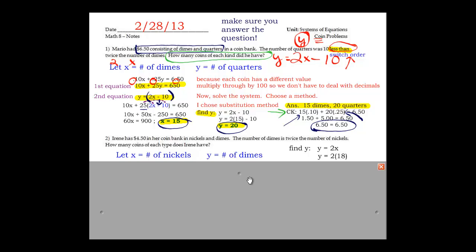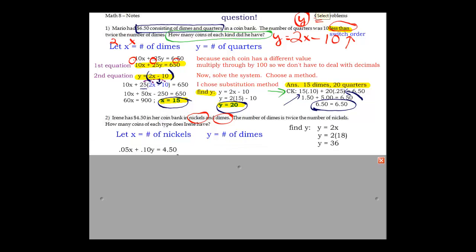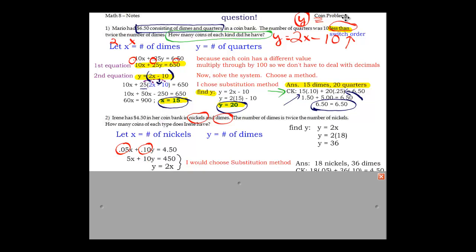Don't forget to write your let statement. And here I'm talking about nickels and dimes, and the total dollar amount is $4.50. Again, I have to write the value of each coin, and I'm going to multiply through. Here I multiplied through by 100 to get rid of those decimals.